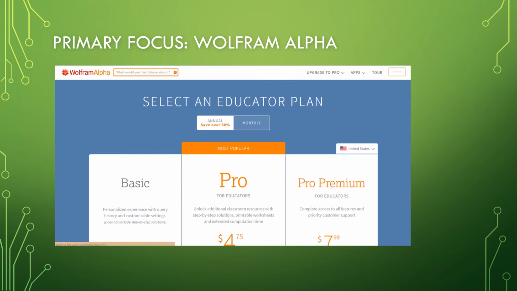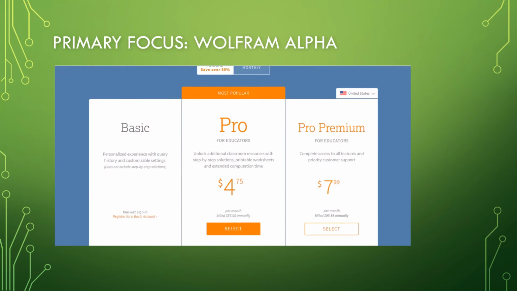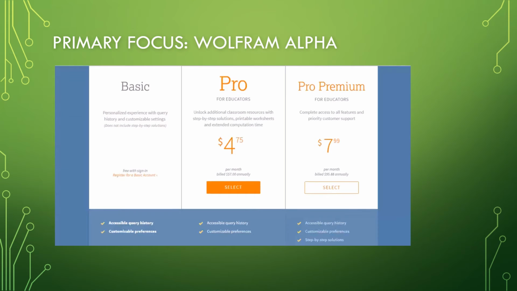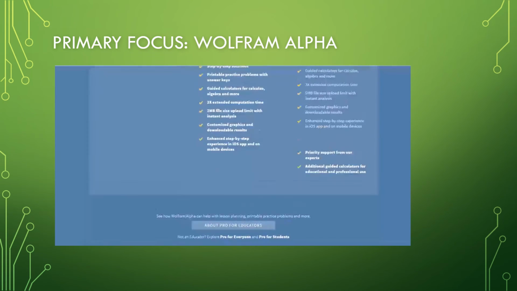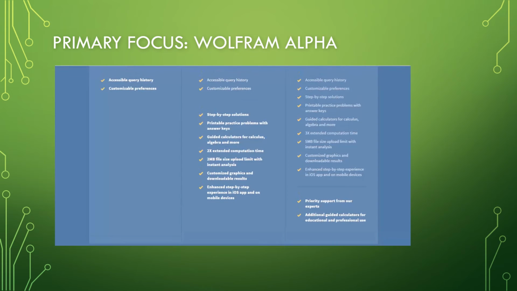Pricing for educators ranges, but is still very affordable. At the time of this recording, it's $7.99 per month for Pro Premium, billed annually. And it comes with a variety of options available.